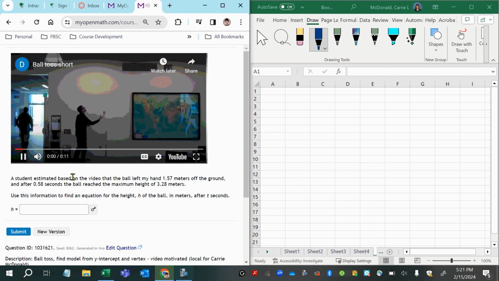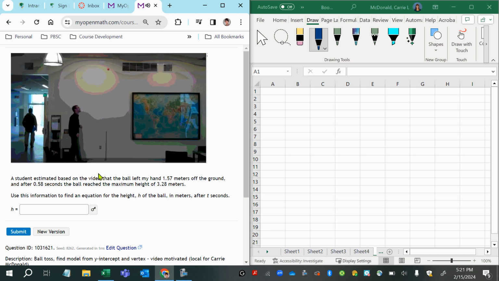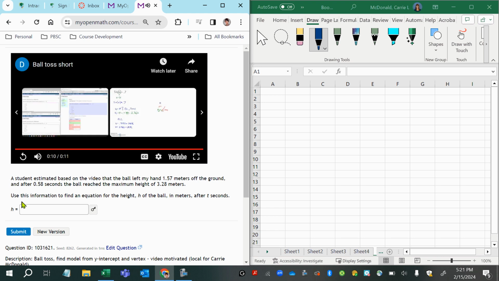All right, in this problem, we're asked to watch this video of a ball being thrown straight up in the air and coming back down. And then based on that, here's the information that's given.